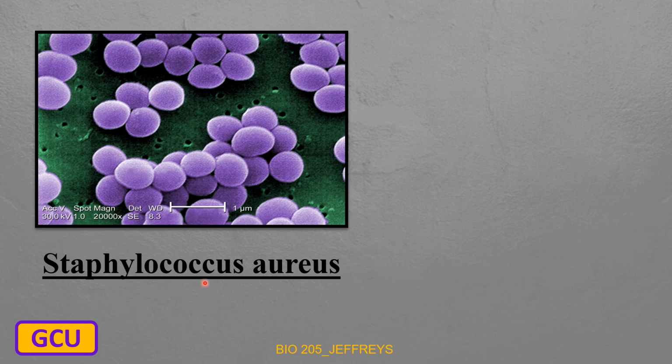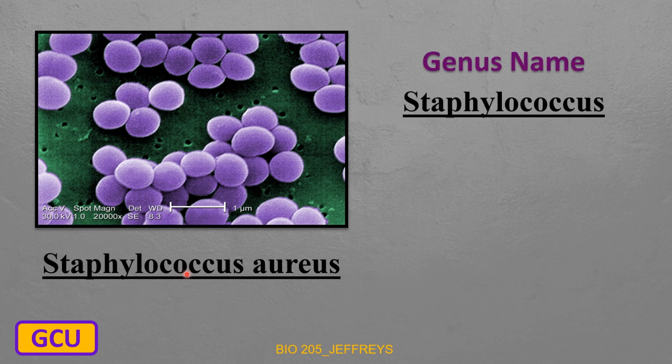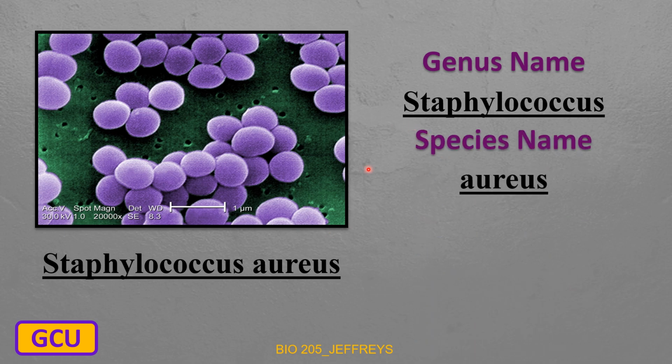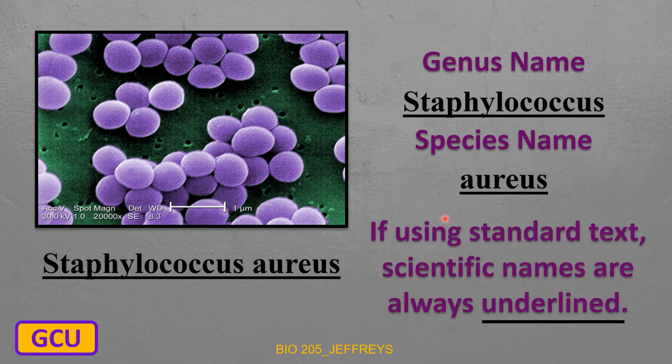So going back to the previous slide, I said that scientific names are either italicized or underlined. You can either italicize a name or you can use standard text and then underline the whole thing. So here the genus name is Staphylococcus. The species name then is aureus. And if using standard text, scientific names are always underlined, as we see here. Let's try another.